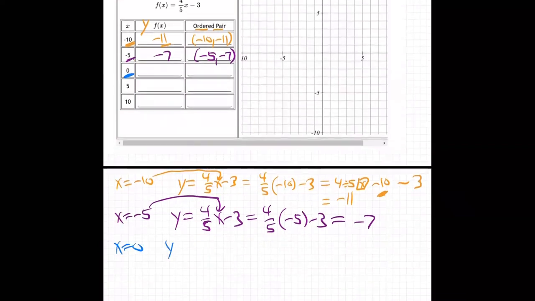Plug in x is 0 to the very same equation. Just keep plugging into that same equation. Now we're plugging in 0. So 4/5 times 0 minus 3, which just comes out minus 3. 0, -3. And then 5.